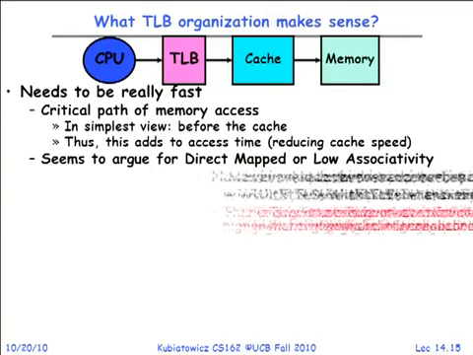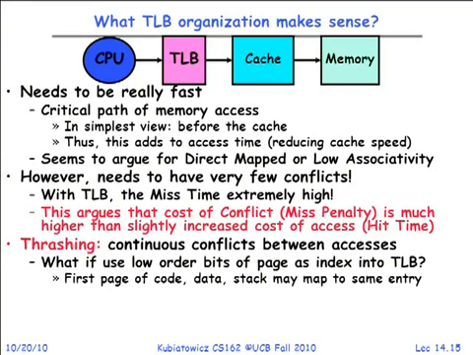So, despite wanting to have it be as fast as possible, we probably are avoiding direct mapped. Consider what if we use the low order bits of the page as an index into the TLB. Then you get a problem that the first page of code, the first page of data, and the first page of the stack may all map to exactly the same spot in the TLB. So you're almost guaranteed with a direct mapped TLB to have conflicts, and you'll be missing all the time.